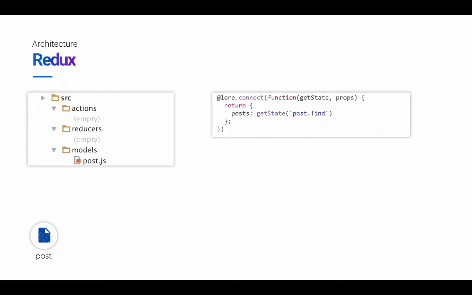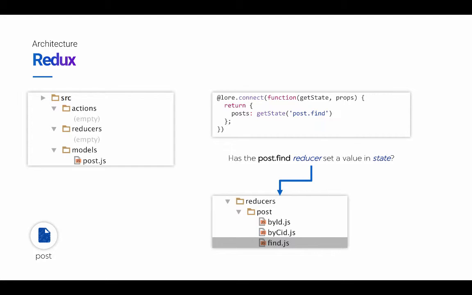So the syntax inside the decorator is pretty minimal, but it actually does quite a bit, and it's easiest to think of it as a question and a command. The question is this: has the post.find reducer set a value in the store's state? Now remember that at this point, we haven't created any actions or reducers explicitly, but that the existence of this model implies support for CRUD operations, and that includes a set of reducers. So when we ask about the post.find reducer, we're referring to this reducer that was created by a blueprint.